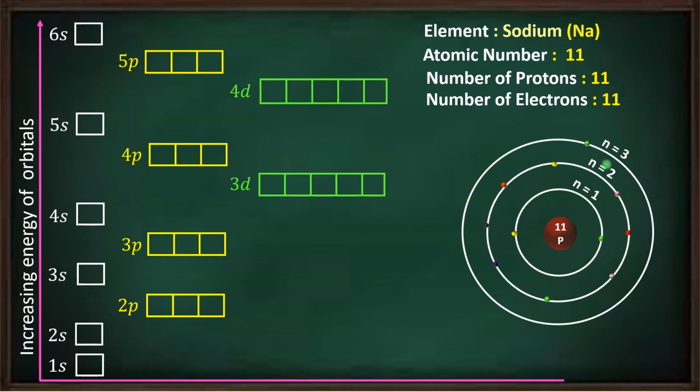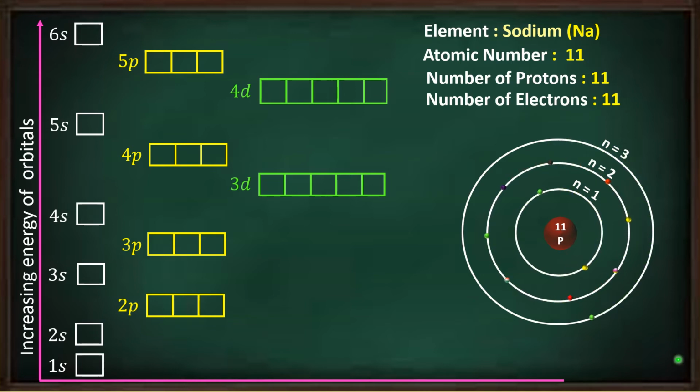N equal to 1, N equal to 2, N equal to 3. In the first orbit we can put a maximum of 2 electrons only, and the second orbit can accommodate a maximum of 8 electrons only, and the third orbit can accommodate a maximum of 18 electrons. So the first orbit is completely filled, then the second orbit is completely filled. So the 11th electron enters into the third orbit. This is the 11th electron, the last electron.